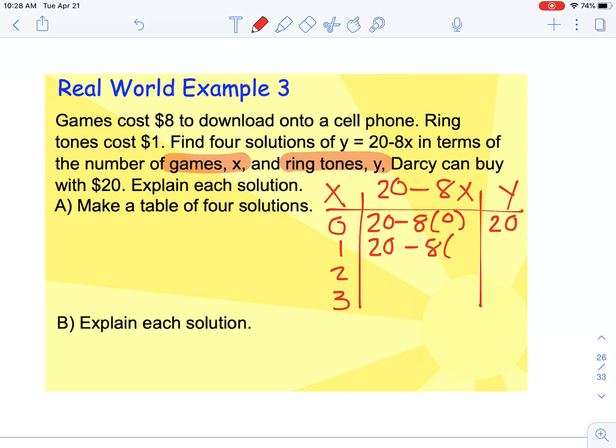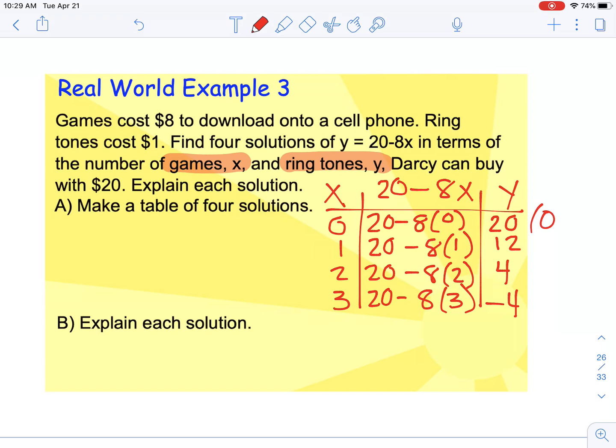Then if x is 1, I take 20 minus 8 times 1, plug in 1 for x, and I have to do that multiplication first. So 8 times 1 is 8. 20 minus 8 is 12. Then if x is 2, I have 20 minus 8 times 2. 8 times 2 is 16. 20 minus 16 is 4. And then last but not least, we have 3. So 20 minus 8 times 3, plugging in 3 for x. 8 times 3 is 24. 20 minus 24 is going to be negative 4.